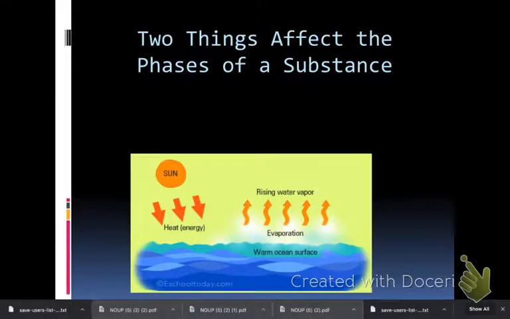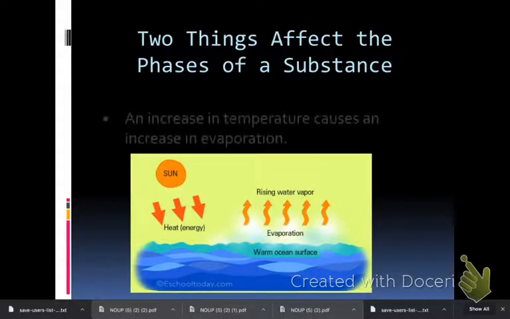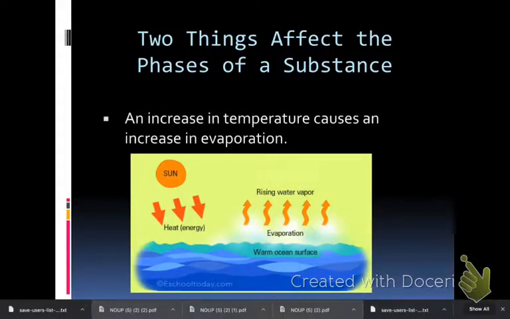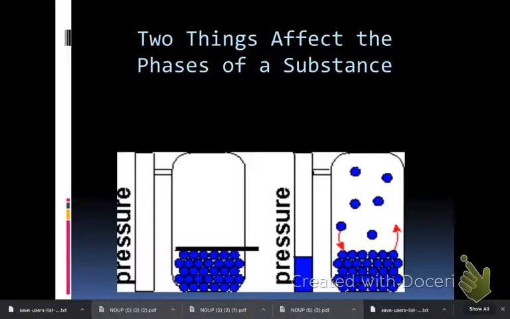So think about the sun, heat energy, as it strikes the surface of water, wet pavement, again, wet laundry. The heat energy is going to cause the water to change state, and it'll go into water vapor, which will leave into the atmosphere. Our temperature is going to cause an increase in evaporation. So that's a direct relationship.